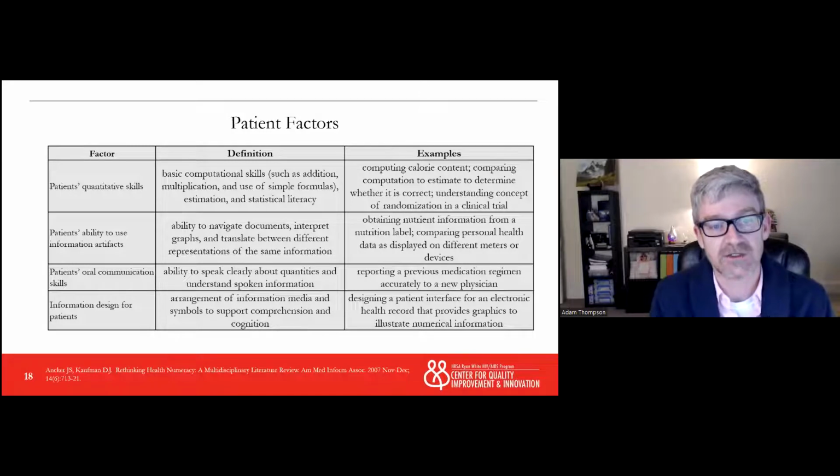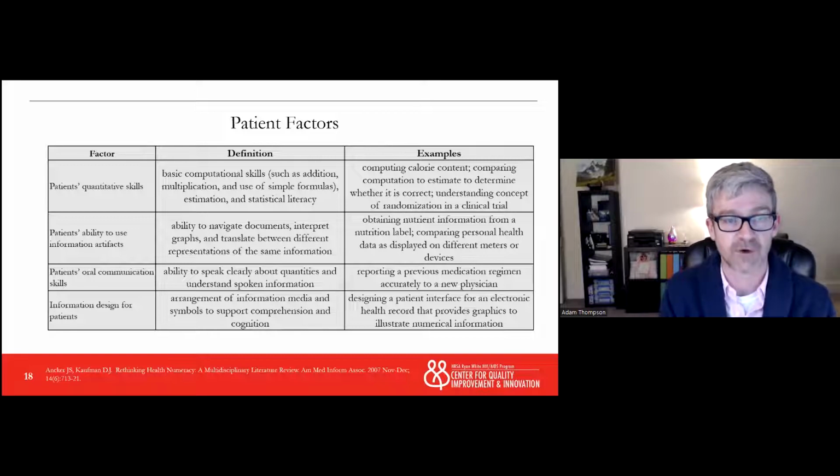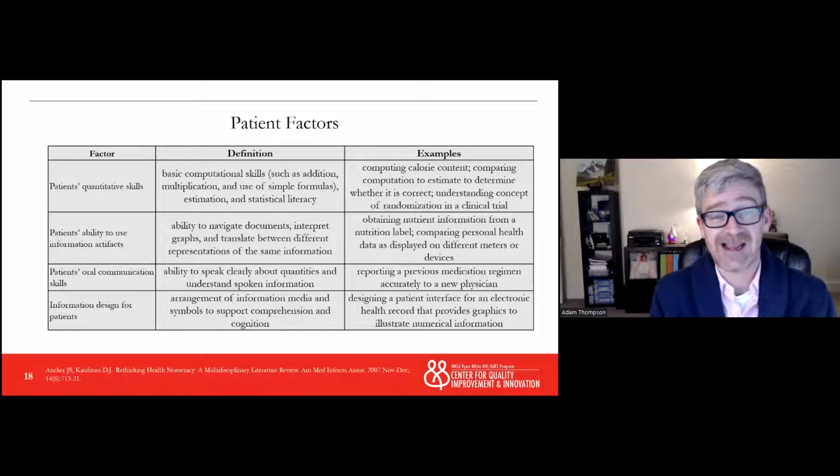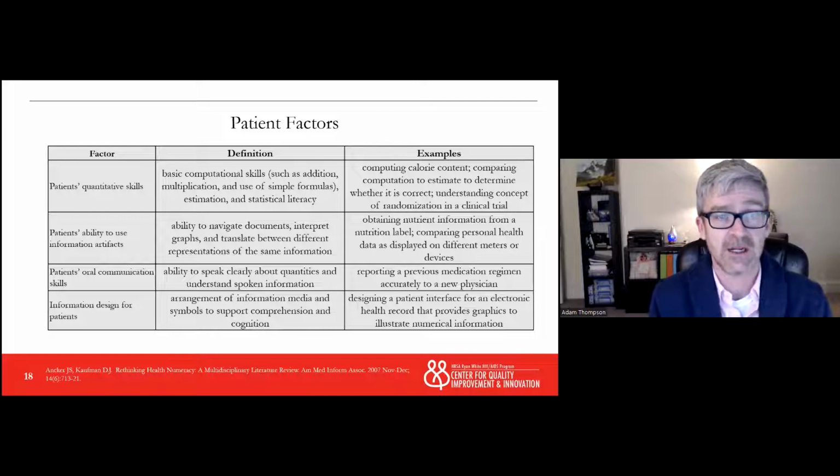Another factor that contributes are patients' oral communication skills. So this has to do with a person's ability to speak clearly about quantities and understand spoken information. So this could be like being able to report a previous medication regimen accurately to a new physician. So if someone wants to know, how often did you take this medication? How many pills did you take? What was the frequency? What was the dosing, right? These are all questions someone could be asked, and being able to have the oral communication skills to say that back, right? It's also that you understand not only what you're saying, but what's being said to you.